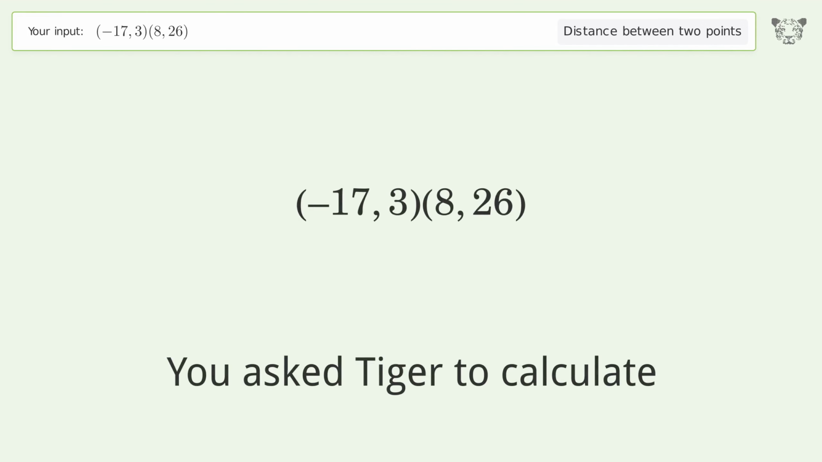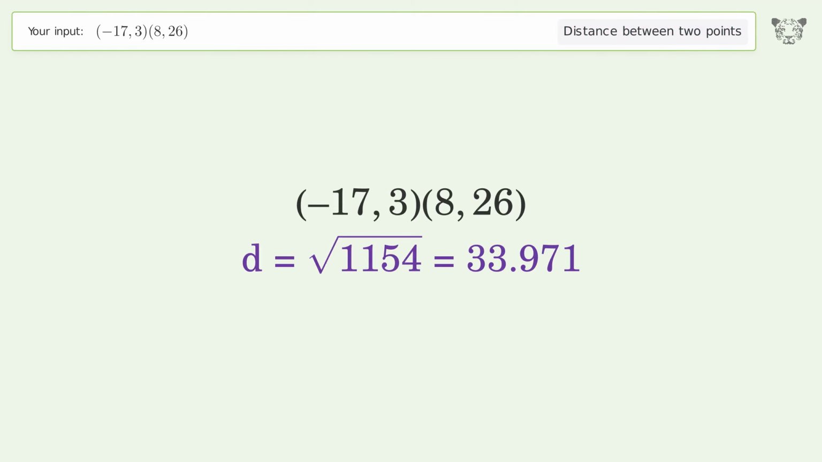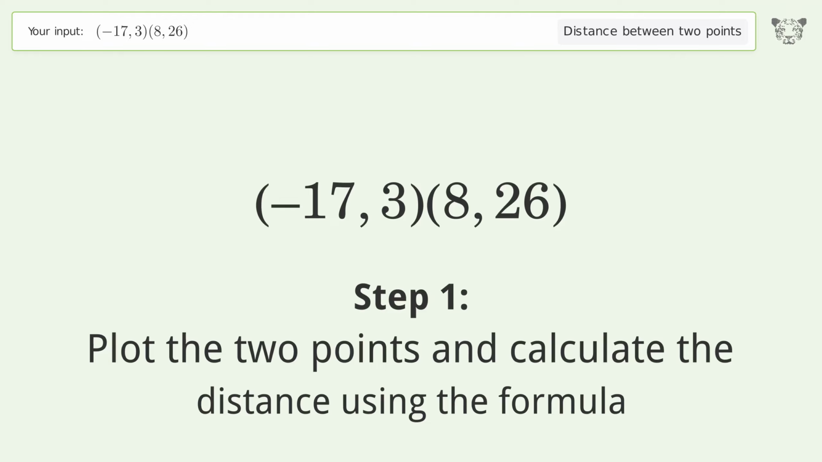You ask Tiger to calculate. This deals with the distance between 2 points. The distance between the 2 points is the square root of 1154 or 33.971. Let's solve it step by step. Plot the 2 points and calculate the distance using the formula.